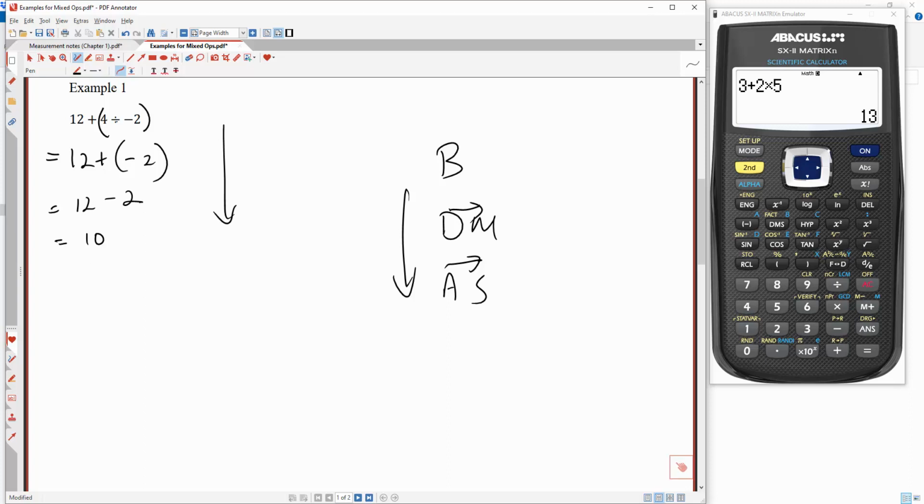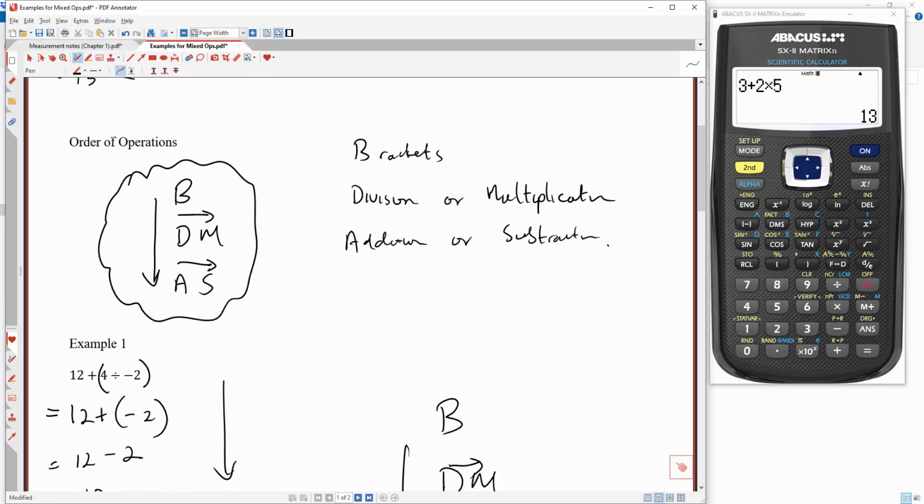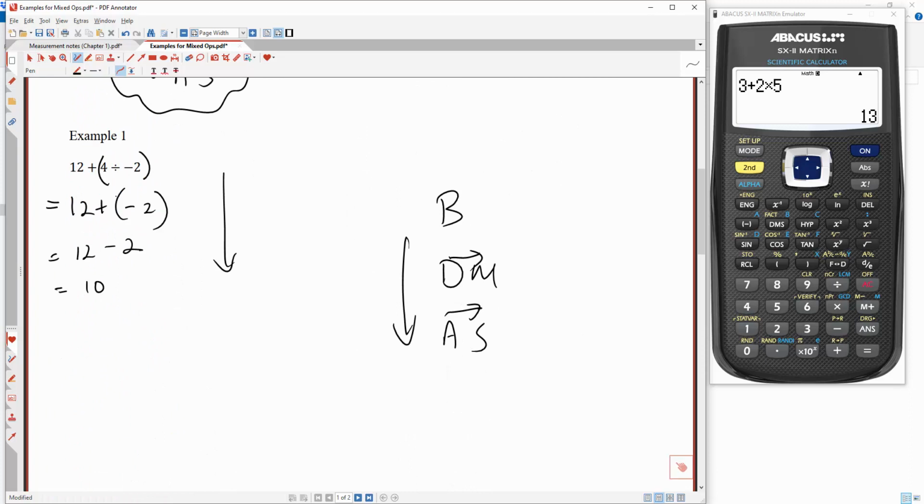So notice that to do this particular problem, as opposed to the first example here, which I used 2 lines of working out, this time I'm going to do 3 lines of working out, because I'm just going to change that add a negative to be a subtraction.